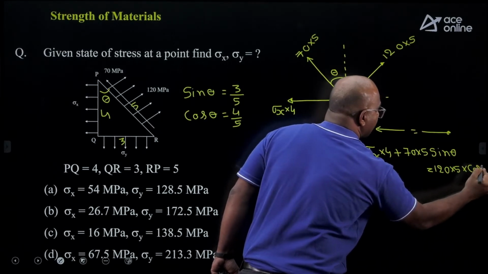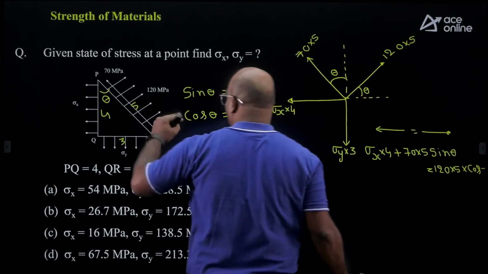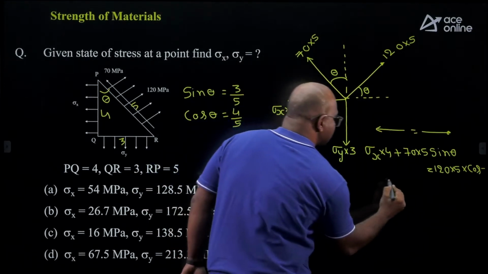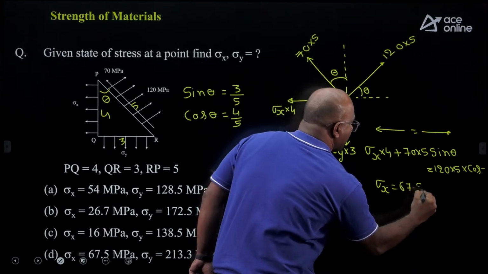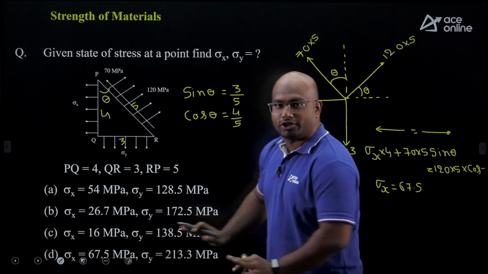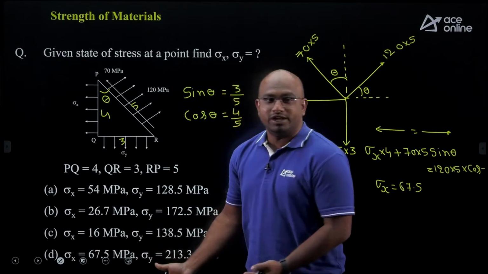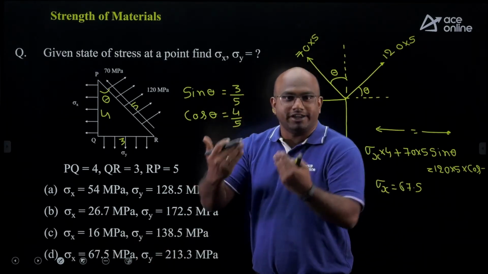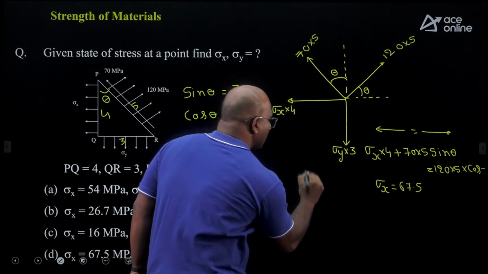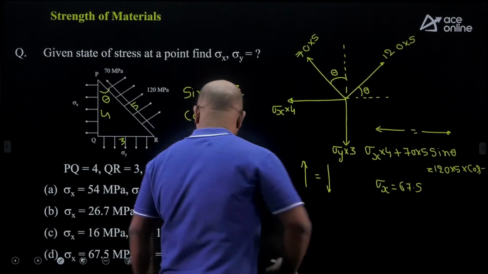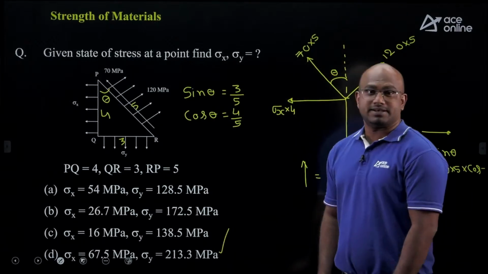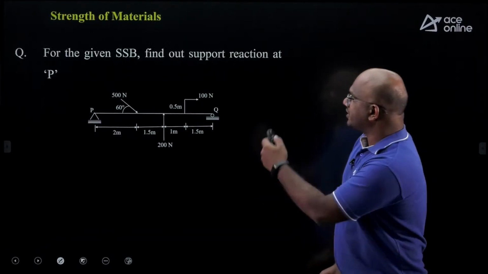Just simplify this one, guys. Sin theta, cos theta we know. Just substitute, you're going to get 67.5. If I find out one, the second one no need to find out, guys, because it is matching with only option D. Still, if you want to find out one more, sigma y, it's very simple. Upward force equal to downward force, just do the same manner, you will get the answer 213.3 megapascal, my dear students.